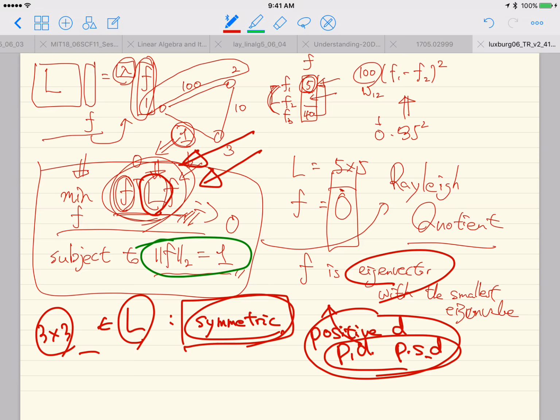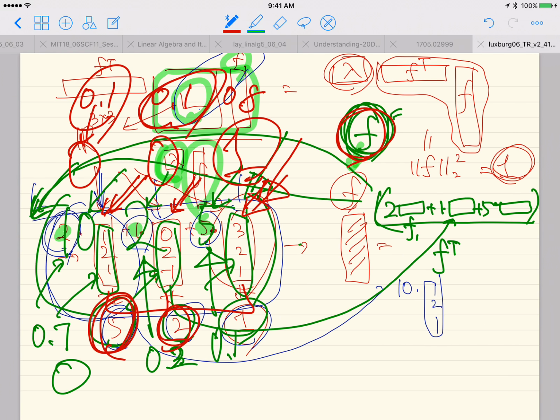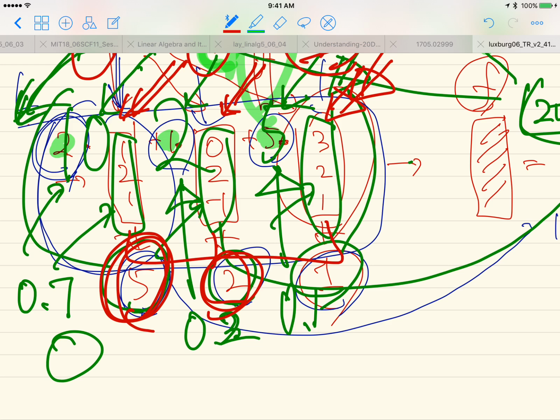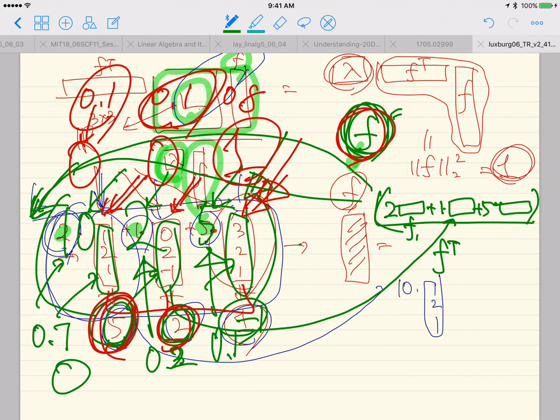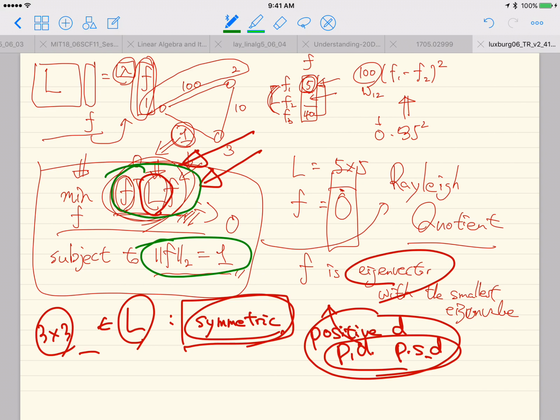Okay, and in this case, let me ask one question. If your matrix is not positive definite or positive semi-definite, then your matrix can have a negative eigenvalue, right? So instead of 5, 2, 1, suppose you had 5, 2, minus 1, for example. In this case, this Rayleigh quotient, or this scalar value, can become what? It can become a negative value.